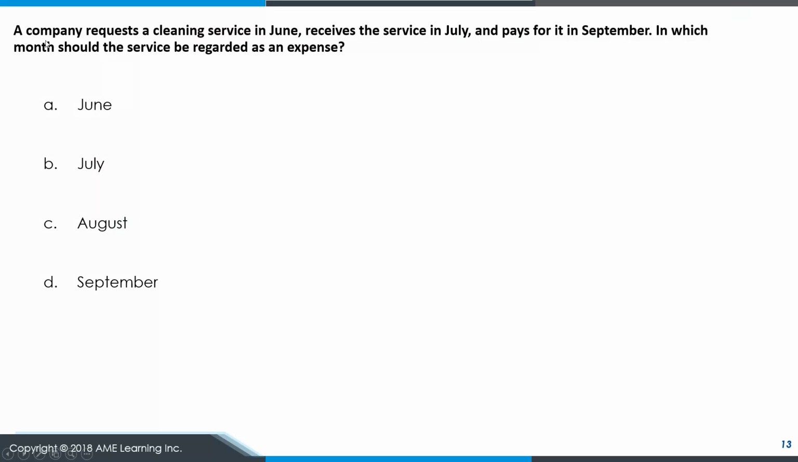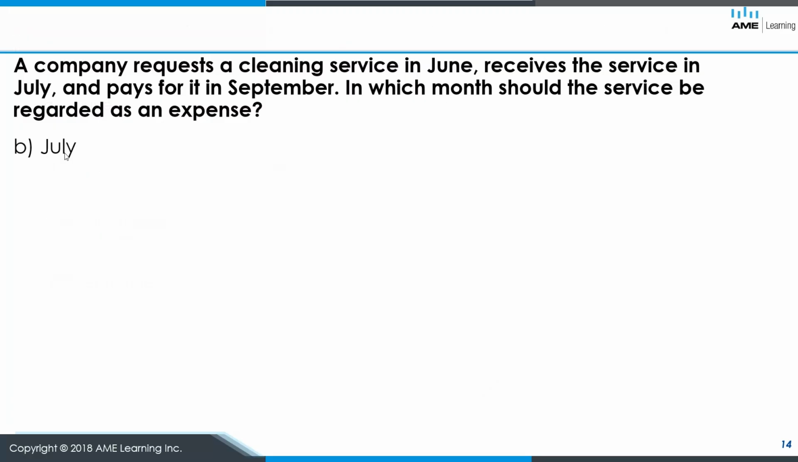Here's a question that talks about timing and accruing the expenses. A company requests cleaning service in June, receives the service in July, pays for it in September. In which month should the service be regarded as an expense? If you'll remember from earlier chapters, with our method of accrual accounting, we want to record the expense when we incur the expense, when the services are provided, and so that would be in July in our instance here.